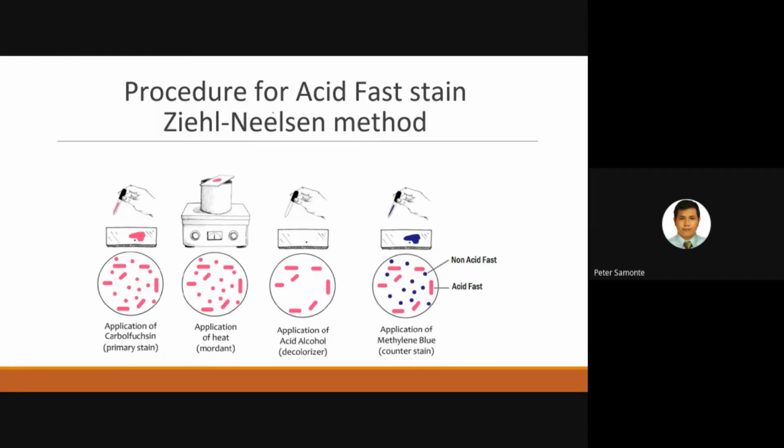So this is the procedure, class, of your acid fast stain. You would have a primary stain, which is your carbolfuchsin. Then you would add a mordant. Now your mordant here, class, isn't a type of dye or a chemical, but your mordant here is heat. Papainitan niya siya. So this would be 10 minutes in carbolfuchsin. Then you would heat it till smoke arises.